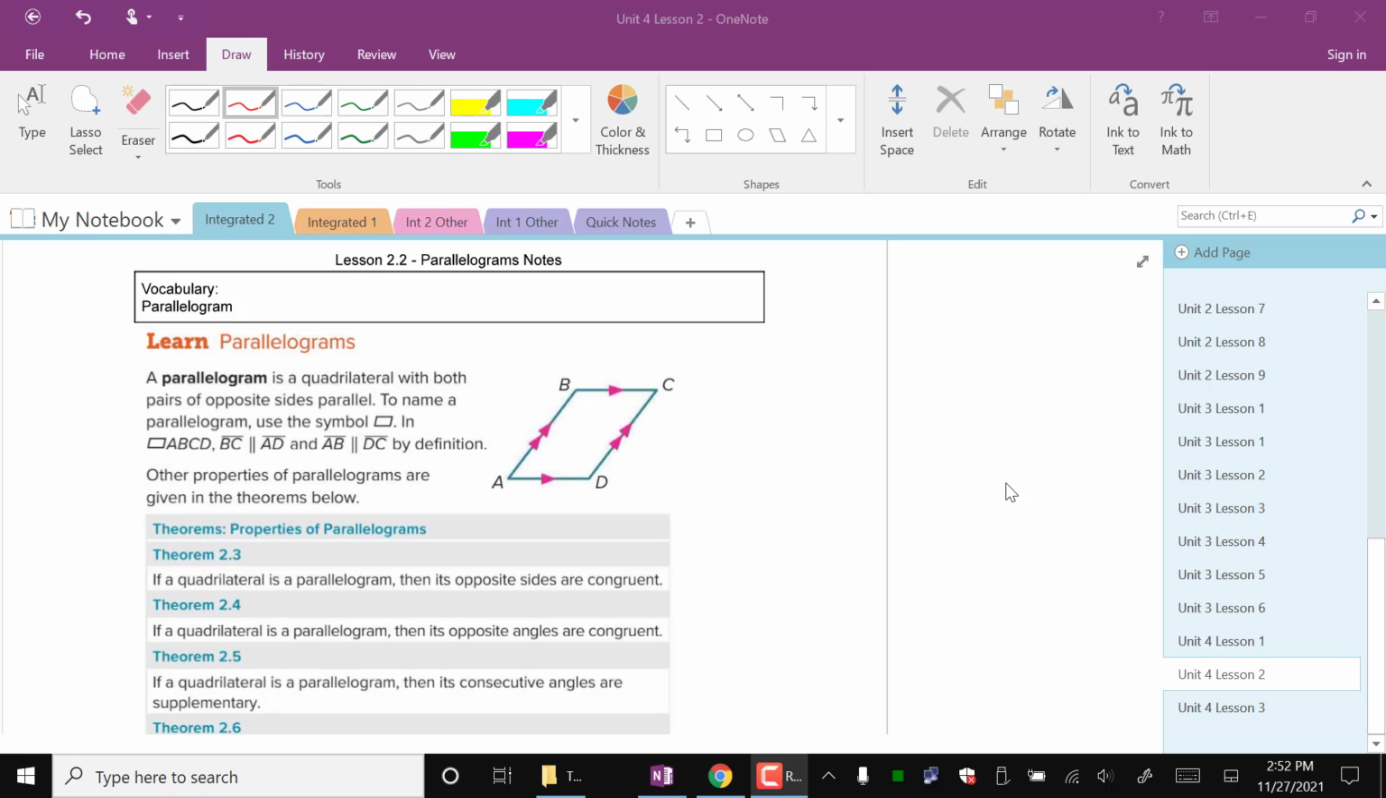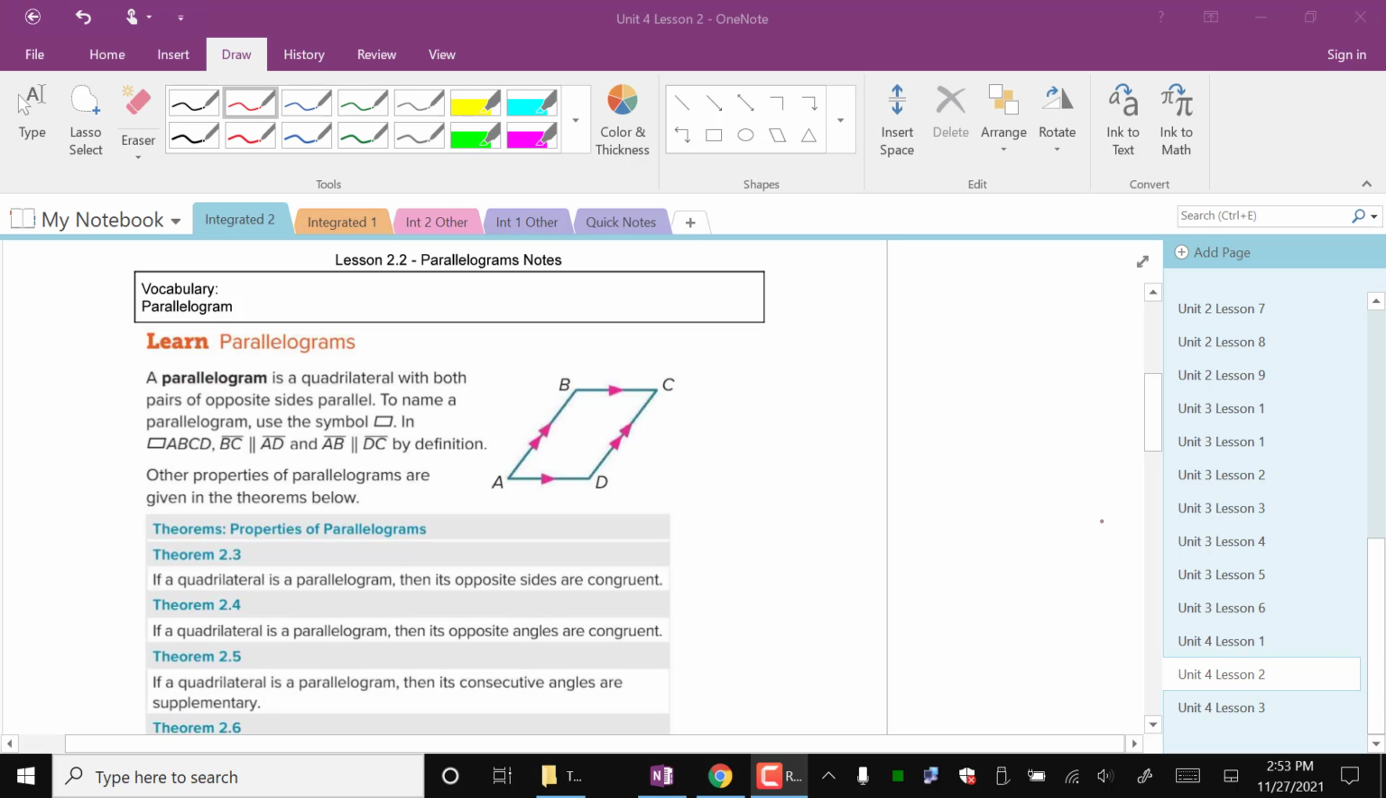We have a vocabulary word right here, parallelograms. Look back at your vocabulary for the definition. Then we have a brief overview of what a parallelogram is. Opposite sides are parallel to each other. We use this symbol right here to represent a parallelogram when we're writing it.